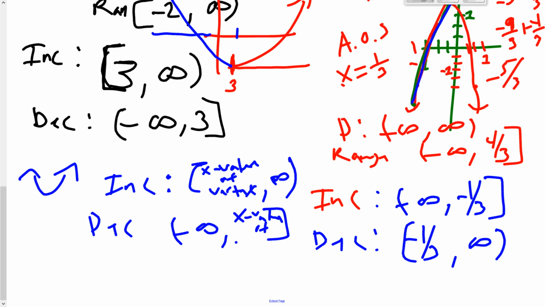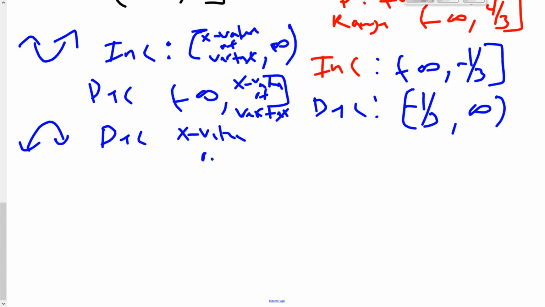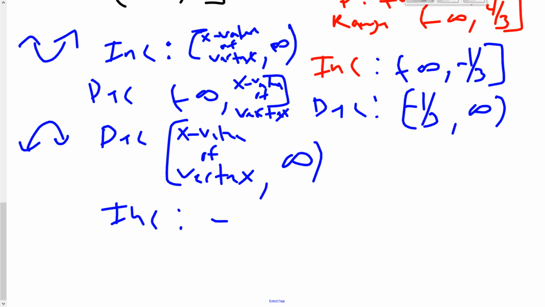X value of vertex. X value of your vertex. Okay, and then if it faces down, they just flop. They switch. So you're decreasing. Your decreasing would be from your x value of vertex to positive infinity, and then your increasing would be from negative infinity to the x value of vertex, because increasing and decreasing is always on your domain.